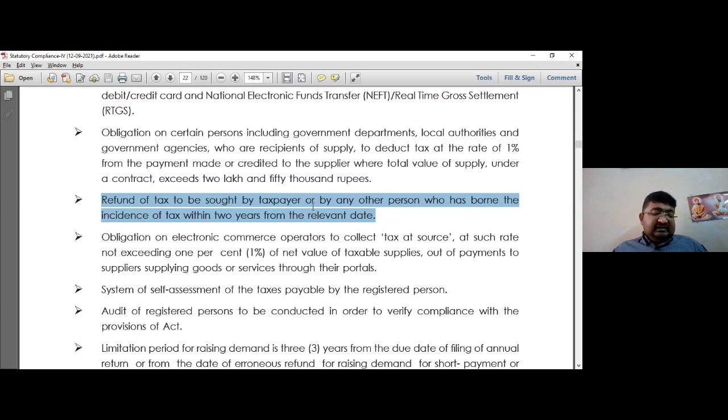What is this? Sir, I have collected 18% tax from a particular customer, whereas the rate mentioned in the notification is 12%. I have collected in excess. Sir, can I keep that 6% excess tax collected in my treasury box as a supplier? Can I do like that?